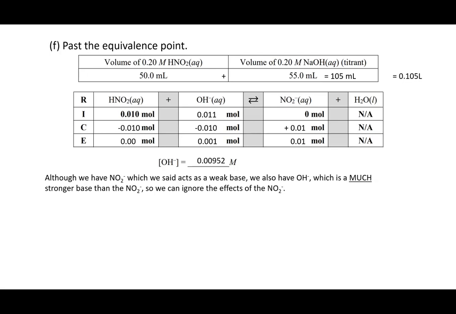So we can ignore NO2 minus. It's not going to have an effect. All right, so now I do my pOH calculation, which is just the negative logarithm of that 0.0952, and I get 2.02. That's pOH. pH then is 14 minus pOH, or 11.98. So I've taken another drastic jump up in the pH value as I get past the equivalence point.